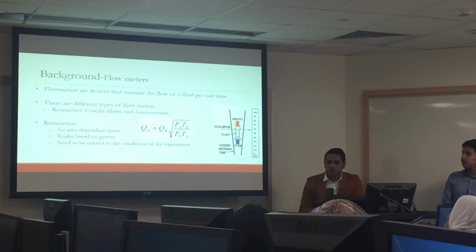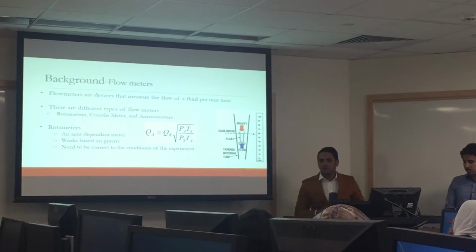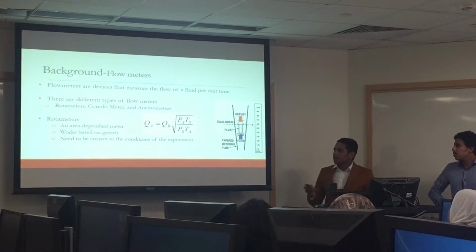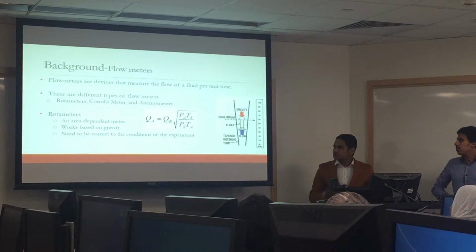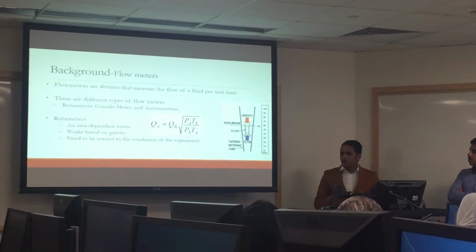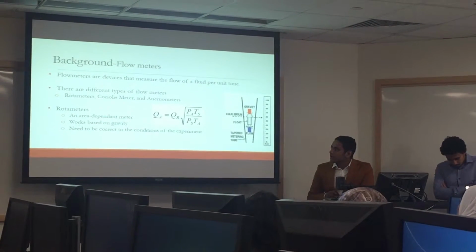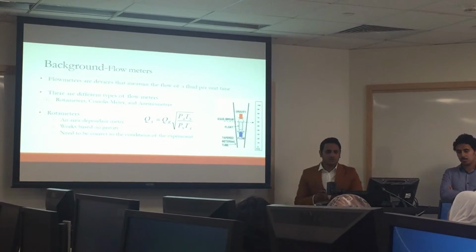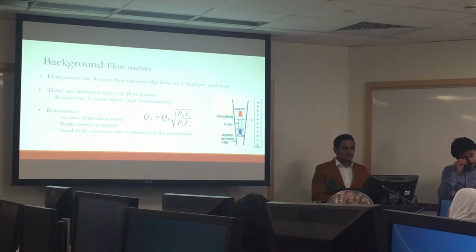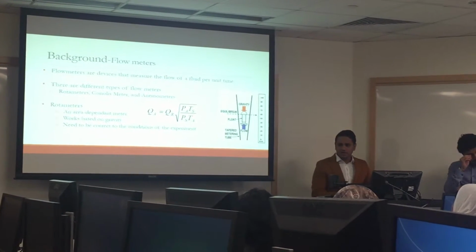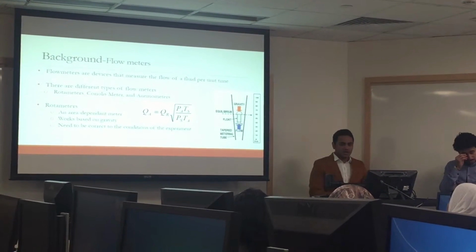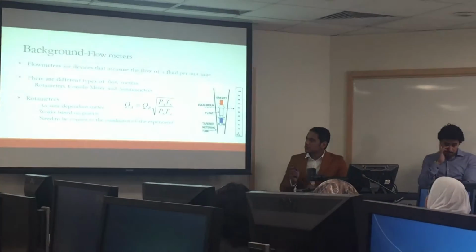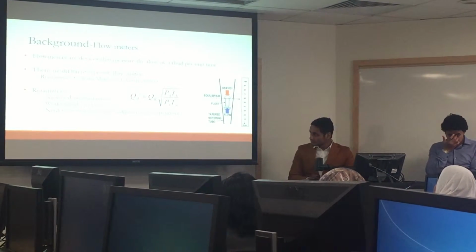So in order to be able to appropriately study gas flow, we want first to measure gas flow, and devices that measure the flow rate of gases or liquids are called flow meters. There are different types of flow meters, having different working mechanisms. For our experiment, we use 3 different types of flow meters: rotameters, Coriolis meters, and anemometers.